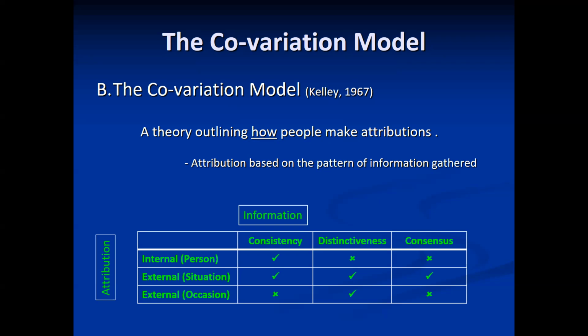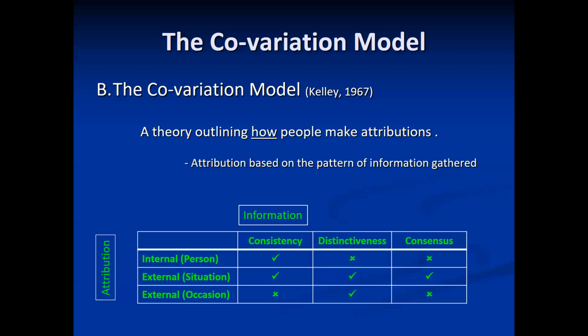If the observed behavior has consistency, distinctiveness, and consensus, then an external attribution will be made. The behavior will be blamed on the situation. For example, in our illustration, if the woman is always drunk in the bar, the bar is the only place that she gets drunk, and everyone else in the bar is also drunk, then we are likely to blame the situation. Being in the bar seems to be the probable cause of the drinking.